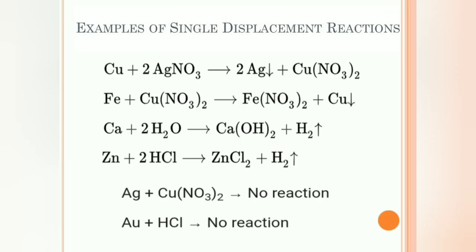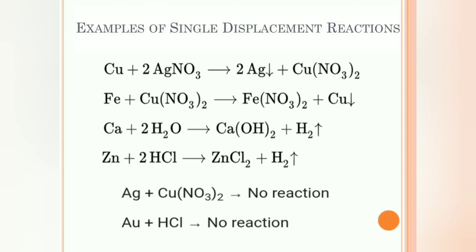See the first example. You may have seen in the activity series of metals that copper is more reactive than silver because copper is placed above silver. So copper can displace silver from silver nitrate to form copper nitrate and silver element.